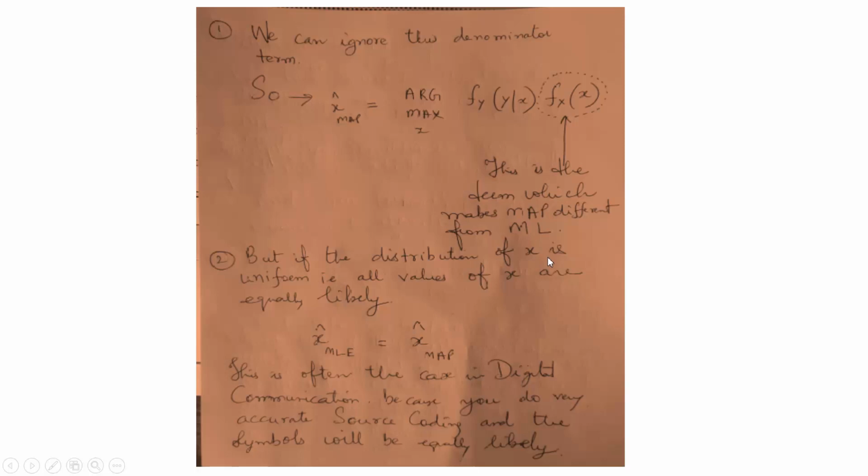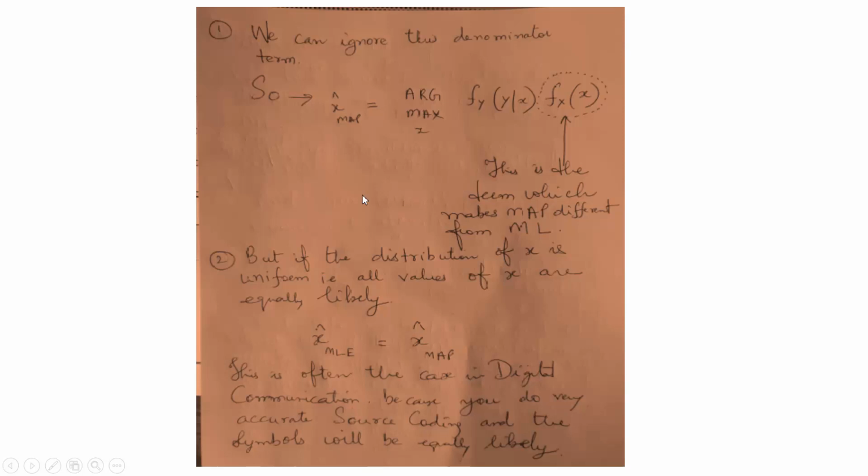Now, there's a special case here. If this distribution of x is uniform, that is, all values of x are equally likely, that means f subscript x of x is a uniform distribution. In that case, the estimation of x in the MAP case will be equal to the estimation of x in the maximum likelihood estimation. This is often the case in digital communication, because you do very accurate source coding, and you apply the source coding techniques, and the symbols will be occurring equally likely.